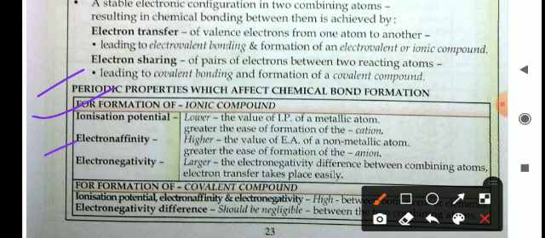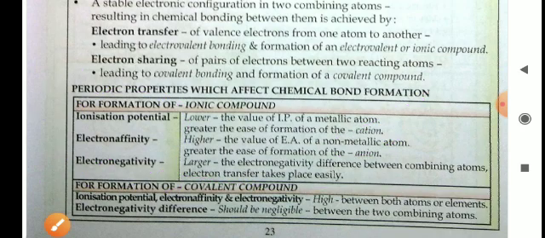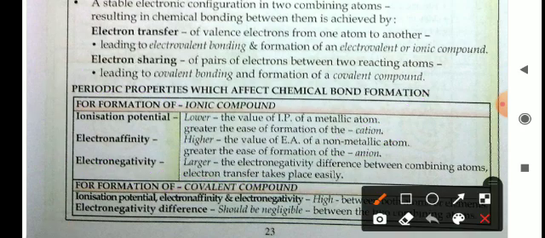Electron affinity: the higher the value of EA of a non-metallic atom, the greater the ease of formation of an anion. When a cation is formed easily, an anion is formed fast. And electronegativity: the larger the electronegativity difference between the combining atoms, the more easily electron transfer takes place and they will form compounds easily. So these are the three conditions for the formation of bonds.